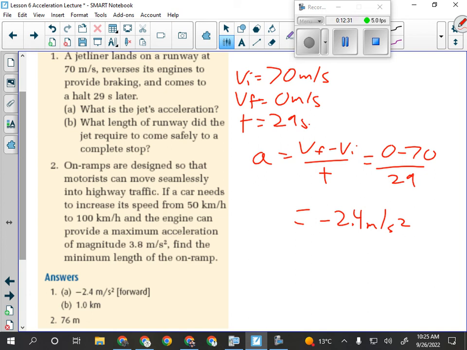All right, I now have Vi, Vf, t, and I have a. Can I use any formula from our list at this point? Yeah, you can pick whichever one you want. You have all of the data now. You could use any of the formulas.